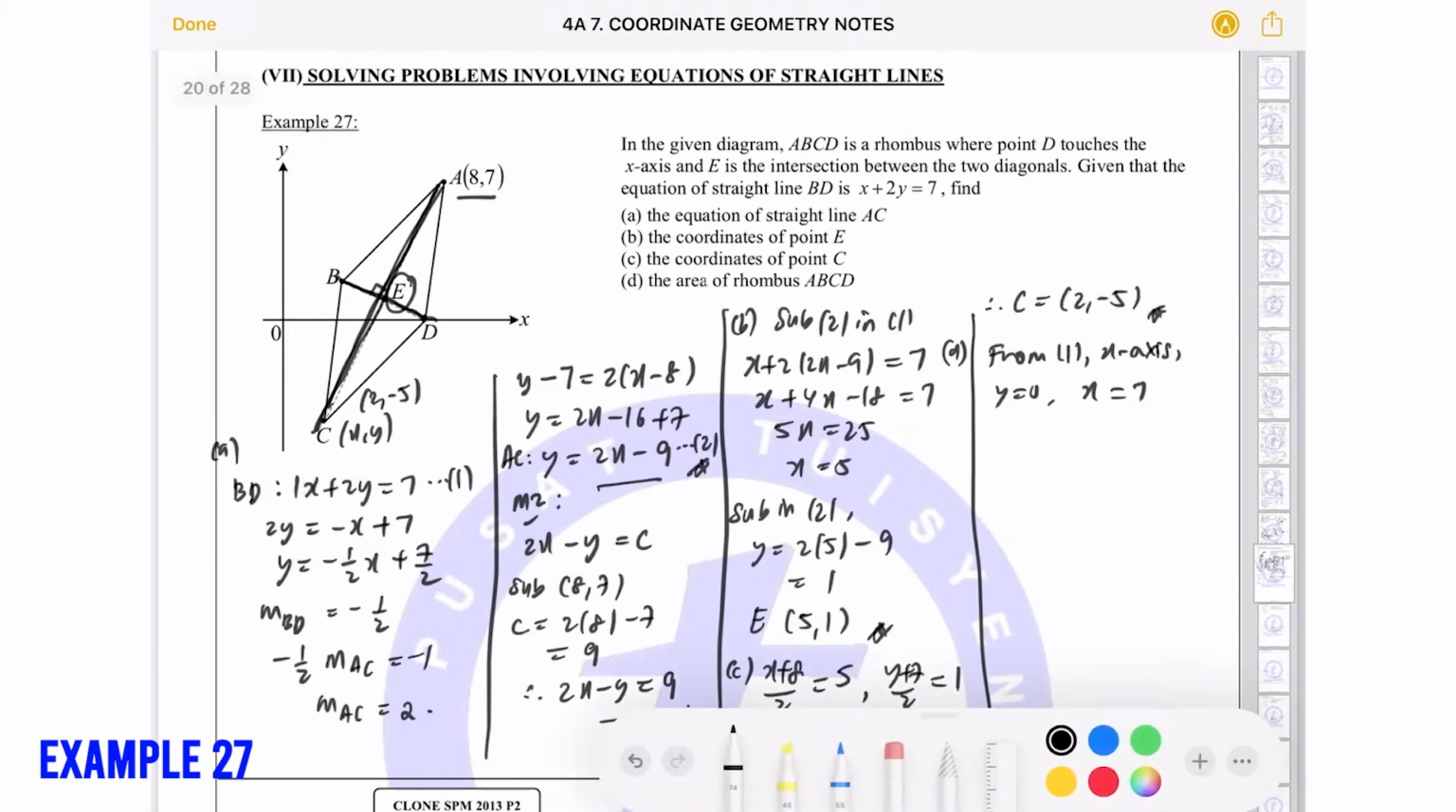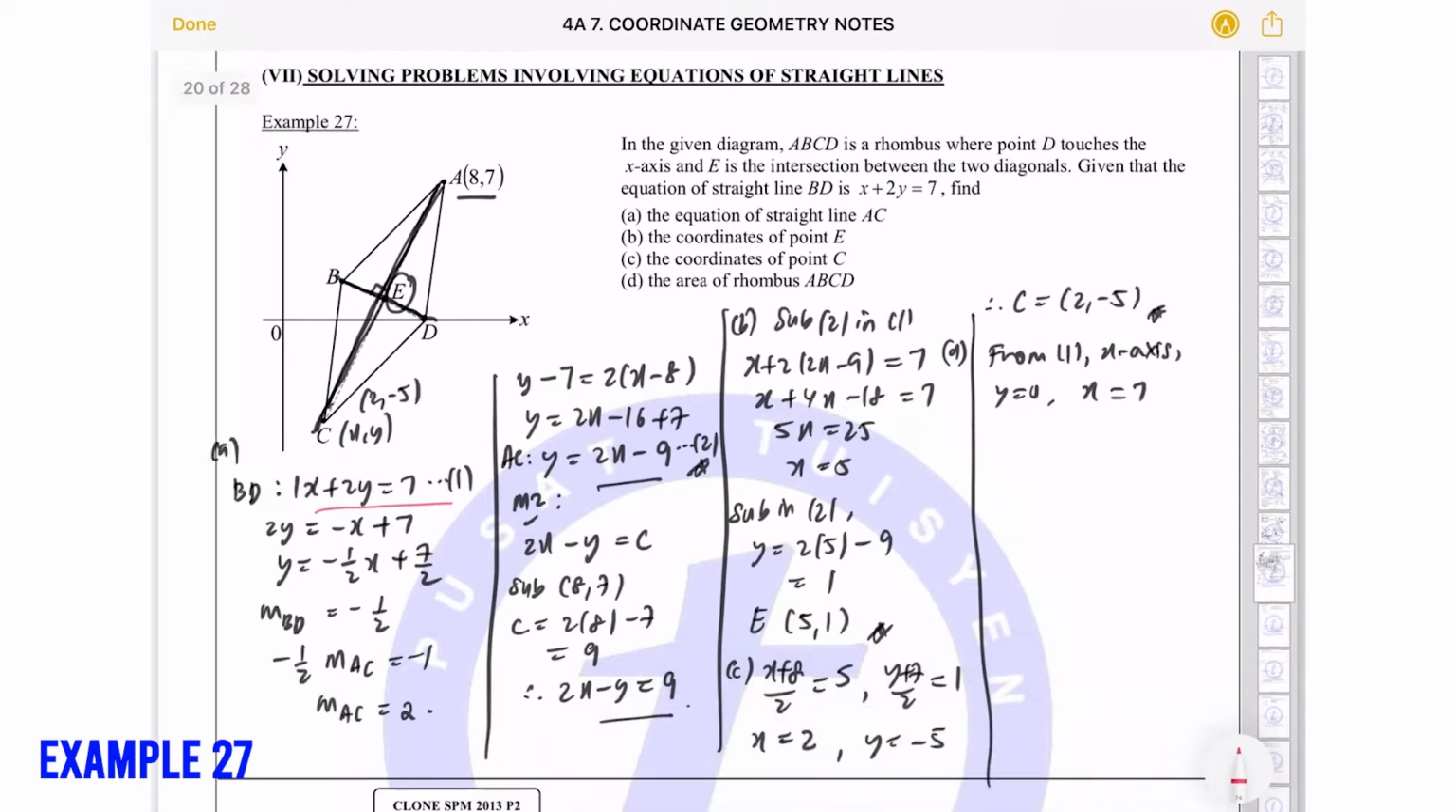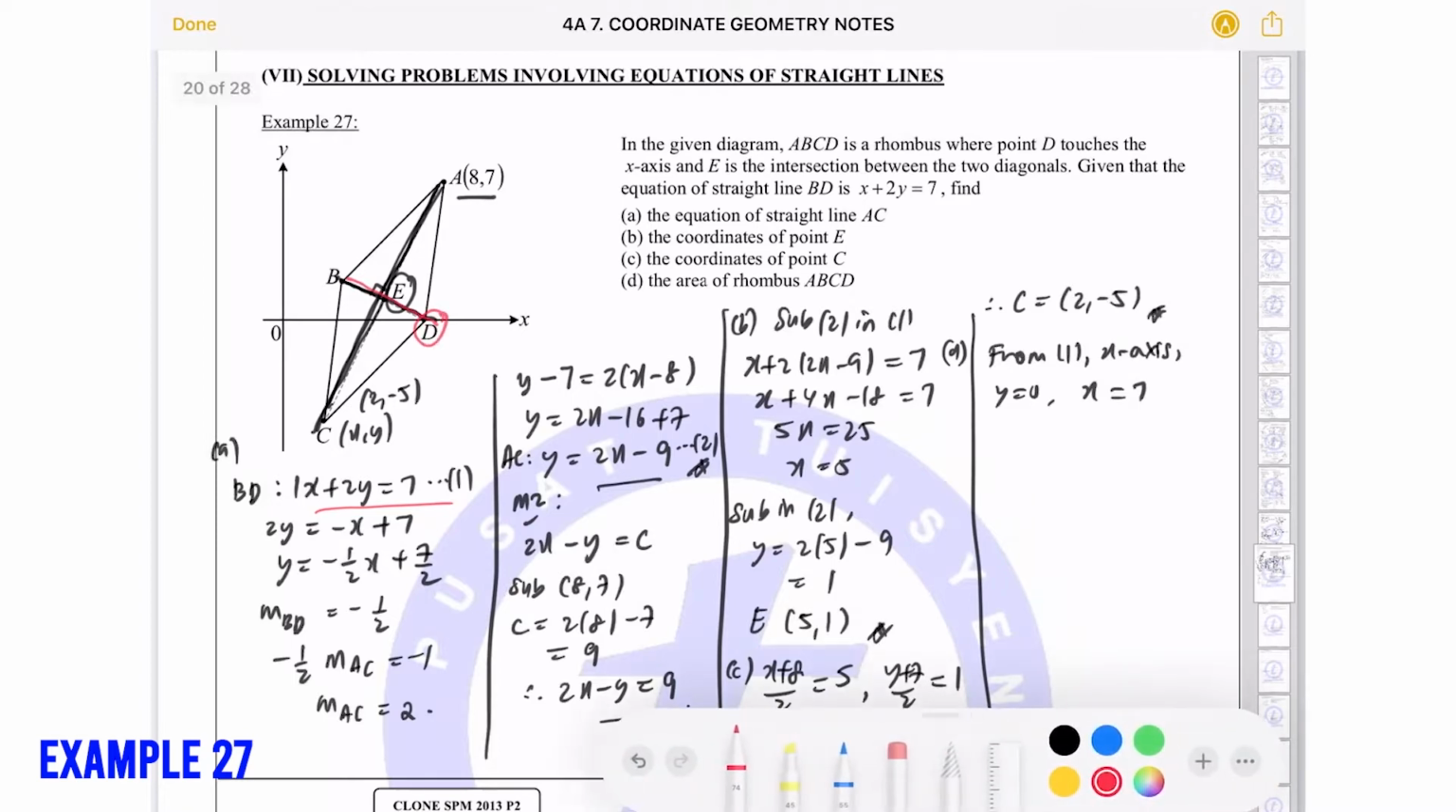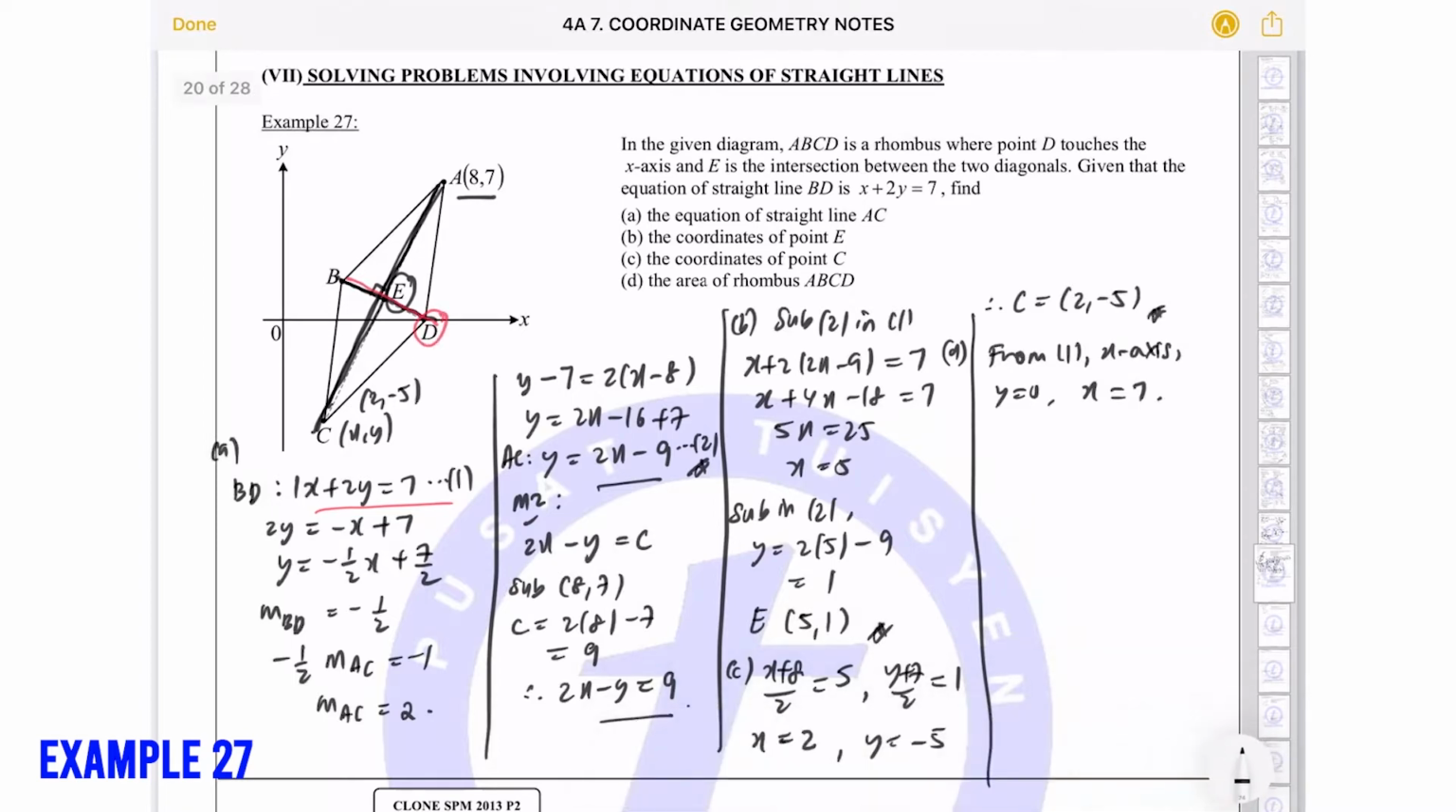Okay, let me highlight to you again. Sorry, I'm going to use a different pen. Yeah, there you go, equation 1. Because line BD intersects the x-axis at point D. So my x is now 7, so D is (7, 0).